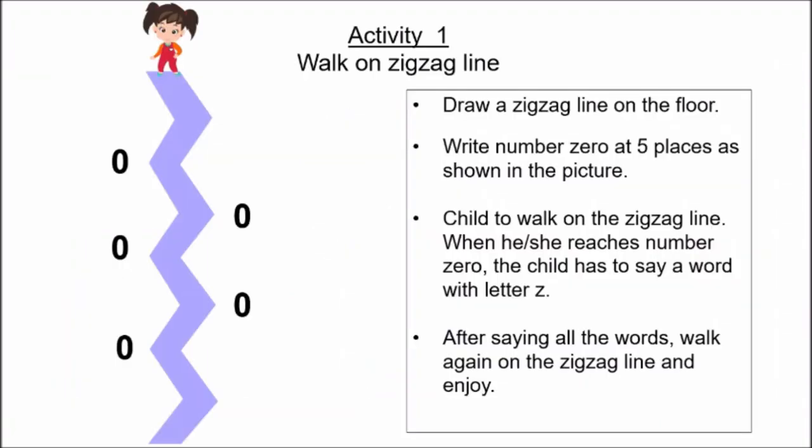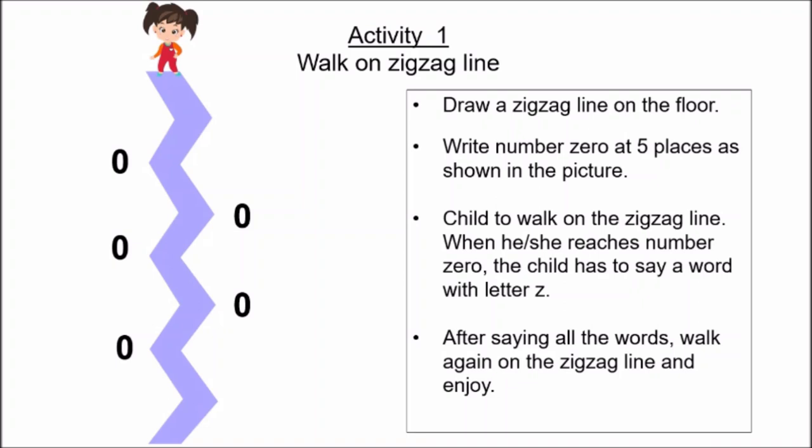Now time for activities. These activities are optional. Activity 1. Walk on zigzag line. Draw a zigzag line on the floor. Write number 0 at 5 places as shown in the picture. Child to walk on the zigzag line. When he/she reaches number 0, the child has to say a word with letter Z like this.